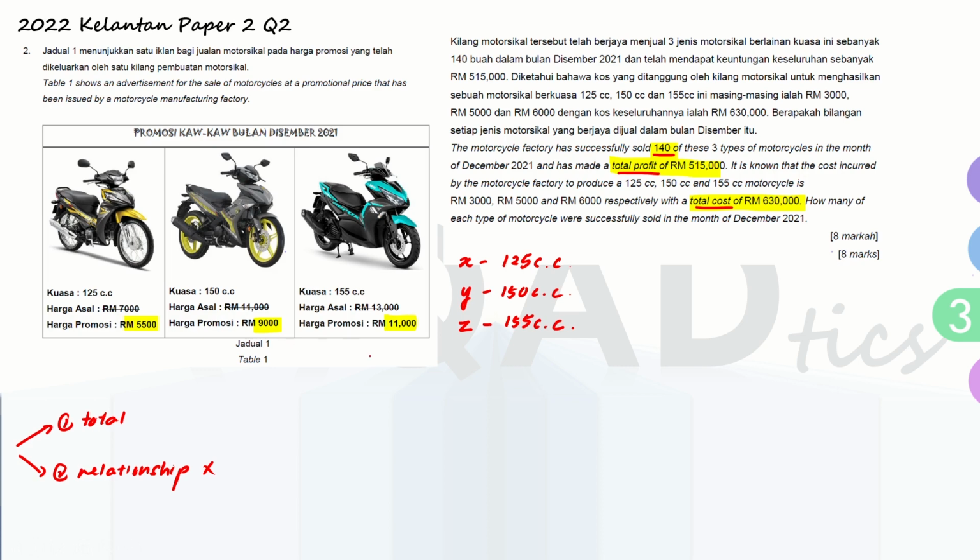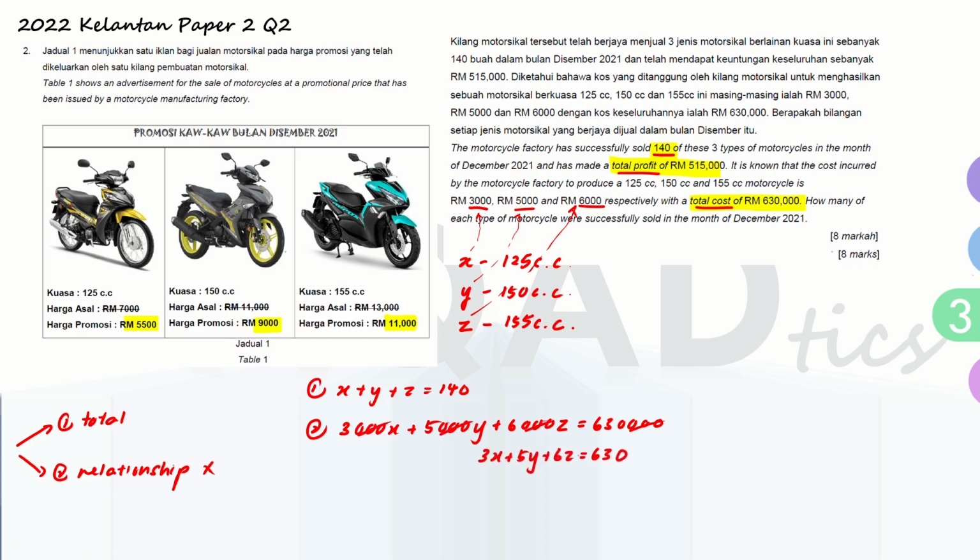So to find the total number of motorcycles, it would be x plus y plus z equals to 140. This is our first equation. The second equation, we can focus on cost first because here it displays all the costs for each motorcycle. So by assuming the number of motorcycles are x, y, and z respectively for 125, 150, and 155cc, to find the total cost, we can just multiply each of the number of the motorcycles with the cost. And since the numbers are a bit big, we need to simplify them because when we calculate x, y, and z, it will be easier. So we just cross off the zeros here.